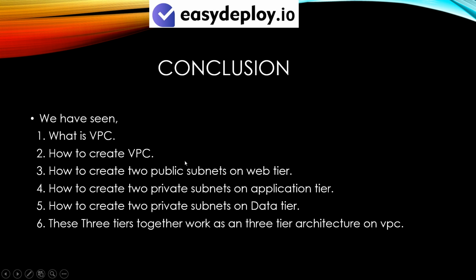Conclusion. We have seen what is VPC, how to create VPC, how to create 2 public subnets on web tier, how to create 2 private subnets on application tier, and how to create 2 private subnets on data tier. These 3 tiers together work as the 3-tier architecture on VPC.